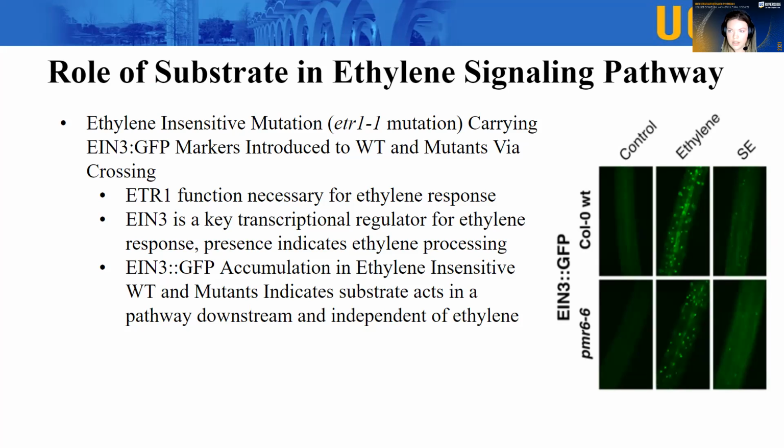So we knocked out the ETR1 gene in wild type and mutant plants. So now those plants with the mutation are completely incapable of sensing, perceiving, responding to, or producing ethylene. So even if ethylene is present, we shouldn't get the response. We linked this mutation to an IN3 GFP marker. So what this means is essentially we know which plants carry the ETR1 mutation. We know which plants are ethylene insensitive.